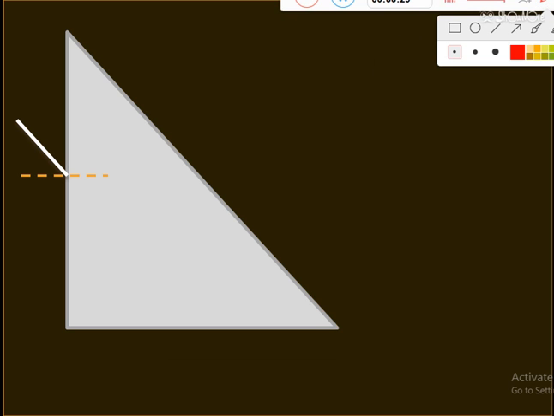So, two angles are given for this question, and the angles are 45 degree. So this angle is 45 degree. Okay, let me change the marker. So this angle is 45 degree, as well as this side angle is also 45. You can see this angle is obviously 90 degree. So this angle is also 45.